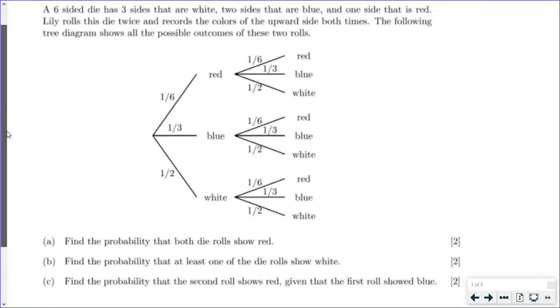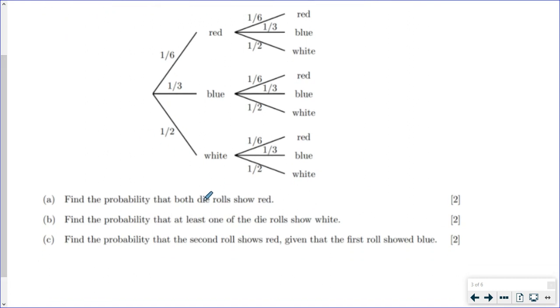A. Find the probability that both dice rolled show red. So that means we have to go red, red. That is 1/6 times 1/6, which is just 1 over 36.